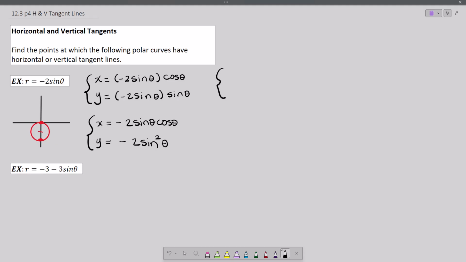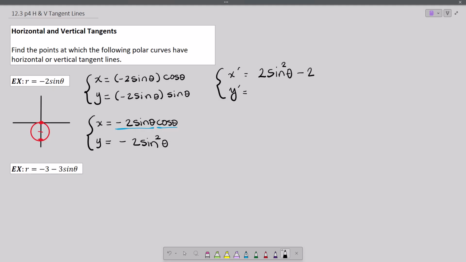Let's go to derivatives. So now we need the derivative of x and the derivative of y. For x we need to use a product rule. So we're going to do first times derivative of second. The first function is 2 sine of theta. The derivative of the second function is minus sine of theta, so that gives us positive 2 sine squared of theta. Now we do derivative of first times second, so minus 2 cosine of theta times cosine of theta, so minus 2 cosine squared of theta.